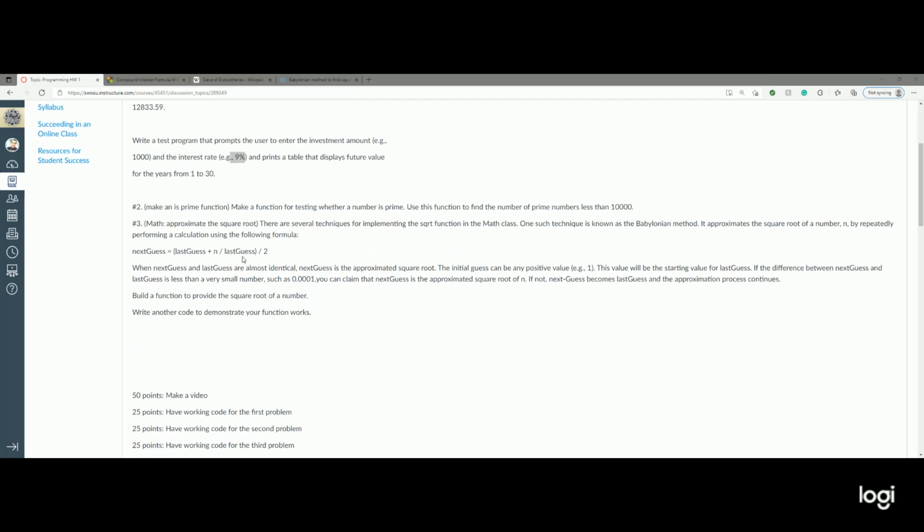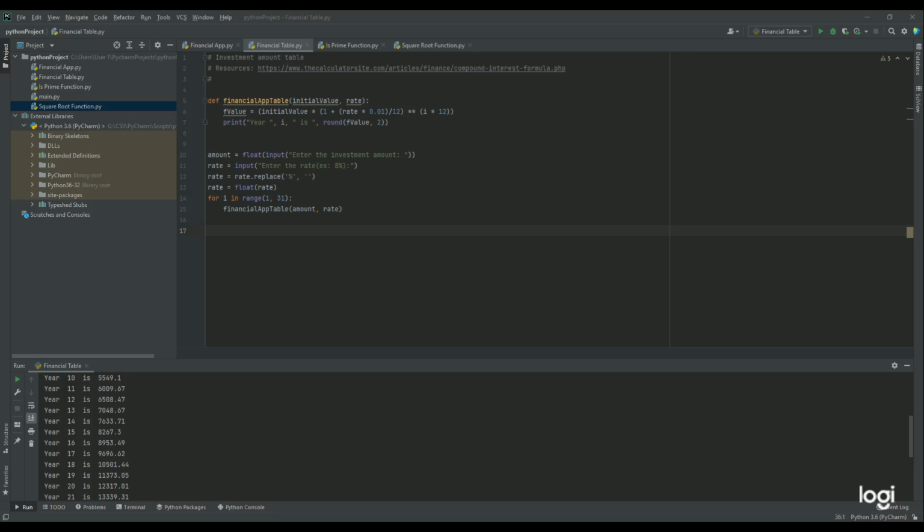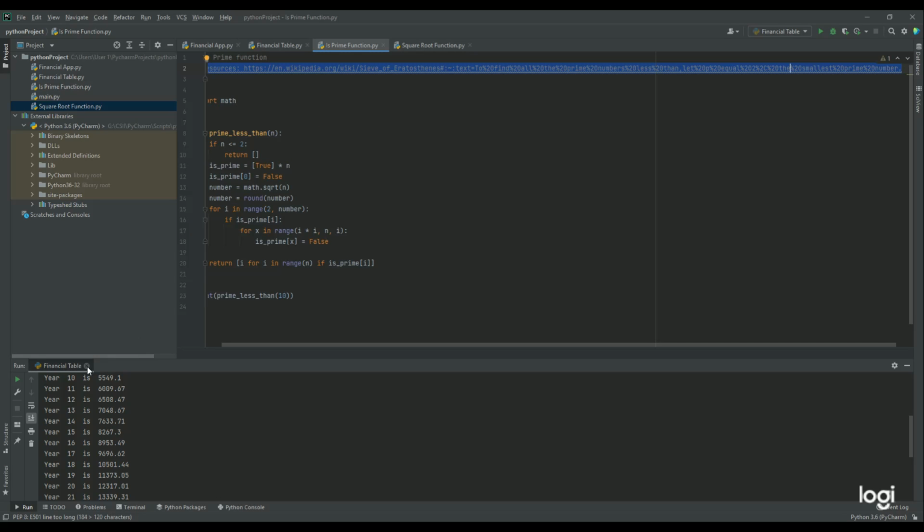Question number 2 says, make a prime function. Make a function for testing whether a number is prime. Use this function to find the number of prime numbers less than 10,000. So again, we'll jump over to our other side, and then I have the prime function right here.